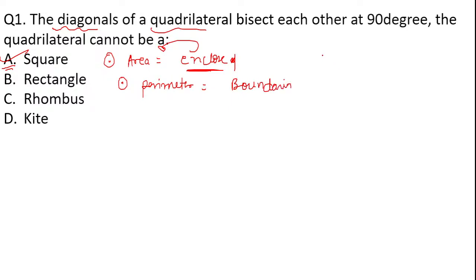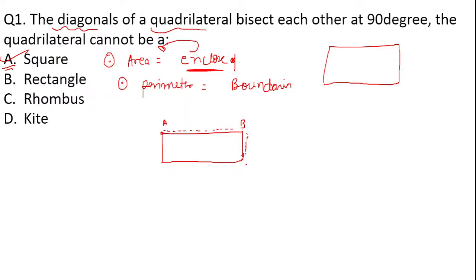For example, I am considering here a rectangle, ABCD. If I am starting my journey from A and moving to B, from B to C, from C to D, and again from D to A, I am moving exactly on this particular path, right? So this particular path, this boundary, is nothing but what is called the perimeter. And what is the area? The area enclosed inside this region ABCD is nothing but the area of this rectangle.